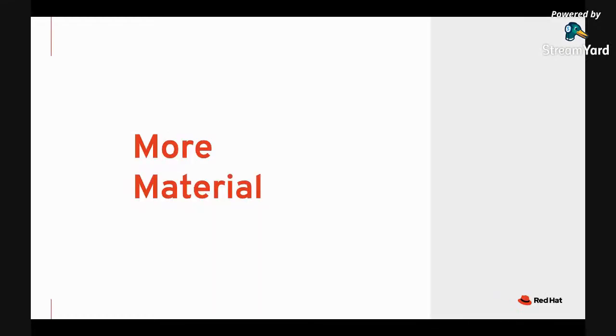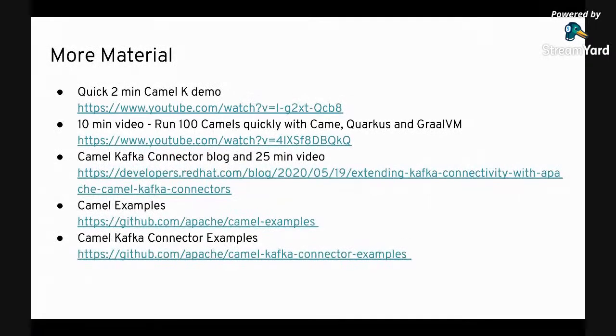Yes, thank you. And speaking of that, where can you find more material? There's a lot of information. Of course, you can go to the Camel website itself, camel.apache.org, and find information for each sub-project. You can find it on GitHub, apache/camel, and all the different projects are there as well.